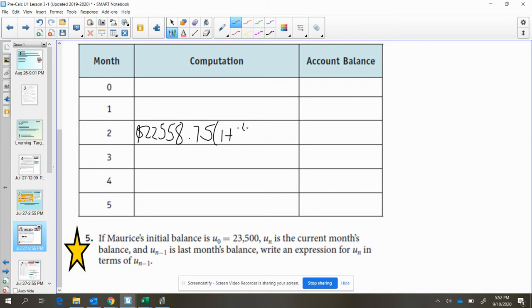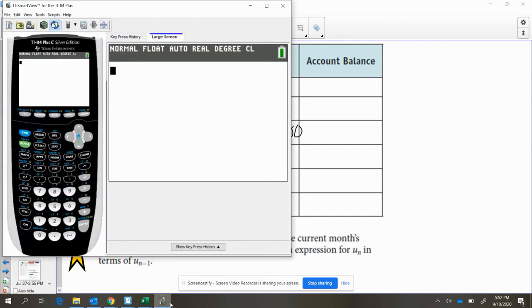And now that's going to be the starting balance that we use to come up with the balance after the next month, right? Now, the nice thing is our calculators can help us out with this. So if we start, we have the 23,500, and then 1 plus 0.03 divided by 12, minus 1,000. And what we can do here is we get that balance.